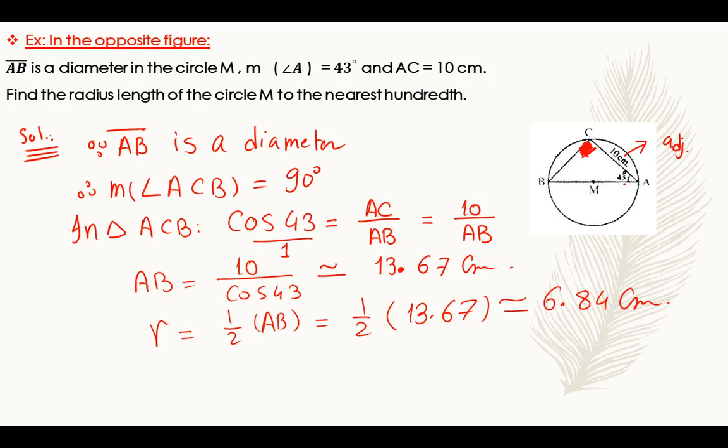So in this example, we use cosine theta because we know the adjacent side, which is 10 centimeter, and we want to find the length of the hypotenuse, which is AB. And you have to remember also that since AB is a diameter in the circle, therefore measure of angle ACB, which is an inscribed angle drawn in a semicircle, will be equal to 90 degrees.